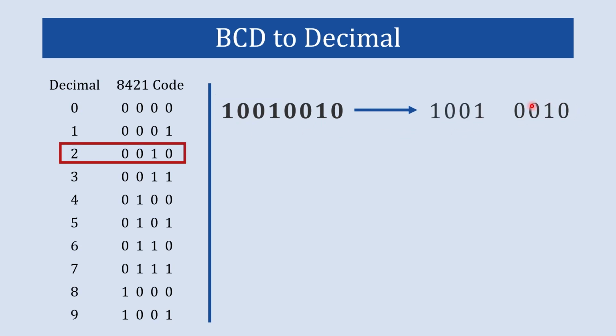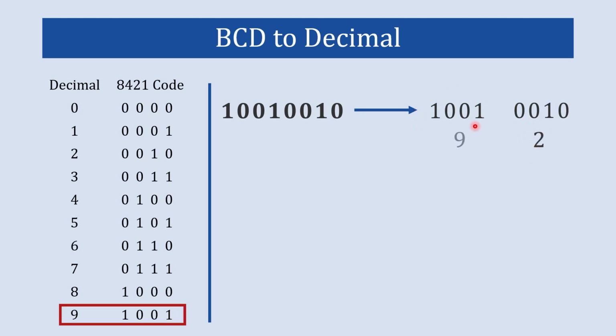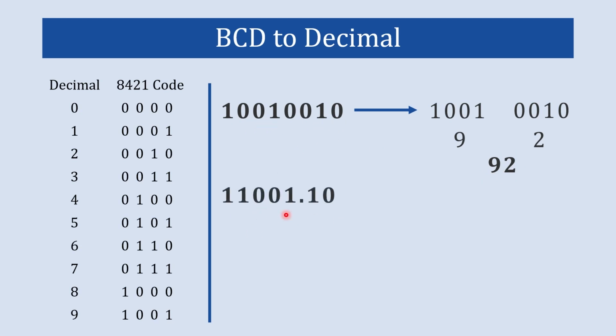Now let's find the decimal equivalent to this BCD code. That is 2. And then the decimal equivalent to this BCD code is 9. So together it becomes 92. So 92 is the decimal equivalent to this BCD code. Now we'll take an example of a fractional BCD code.